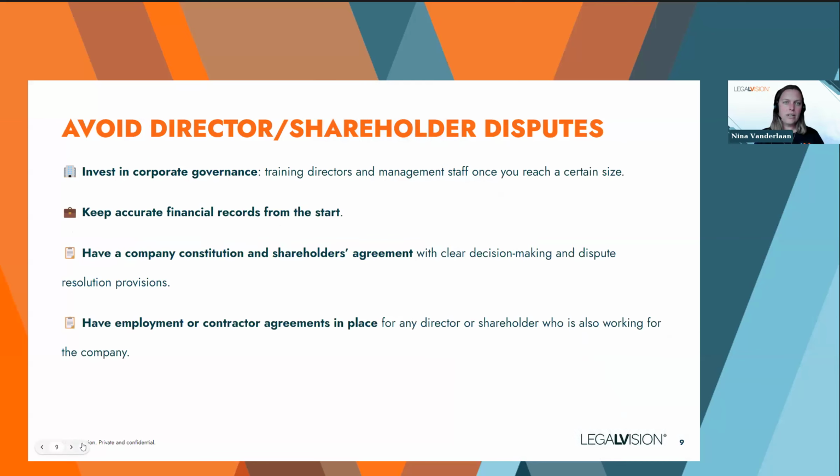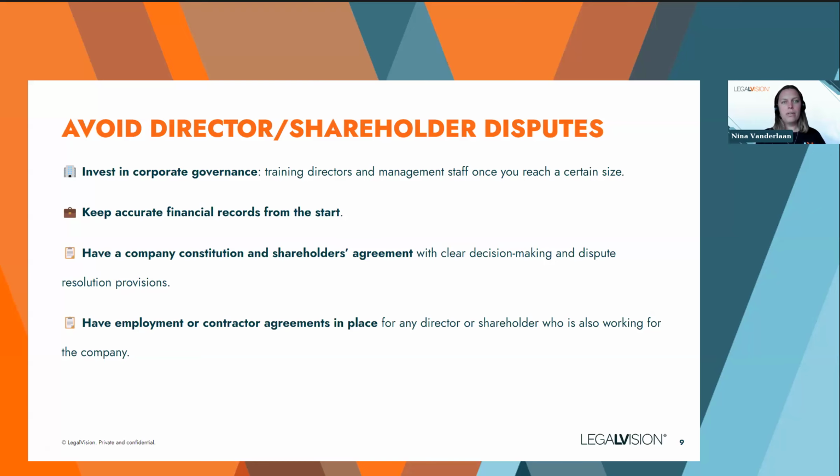On the next slide, here we've got some more practical steps you can take in respect of your company to try to avoid director and shareholder disputes. So the first is investing in corporate governance. This means providing training to your company's directors and management staff once you grow to a certain size. This, of course, ties into the previous slide around directors' duties, as part of the training should include learning about those duties to make sure they're always front of mind.